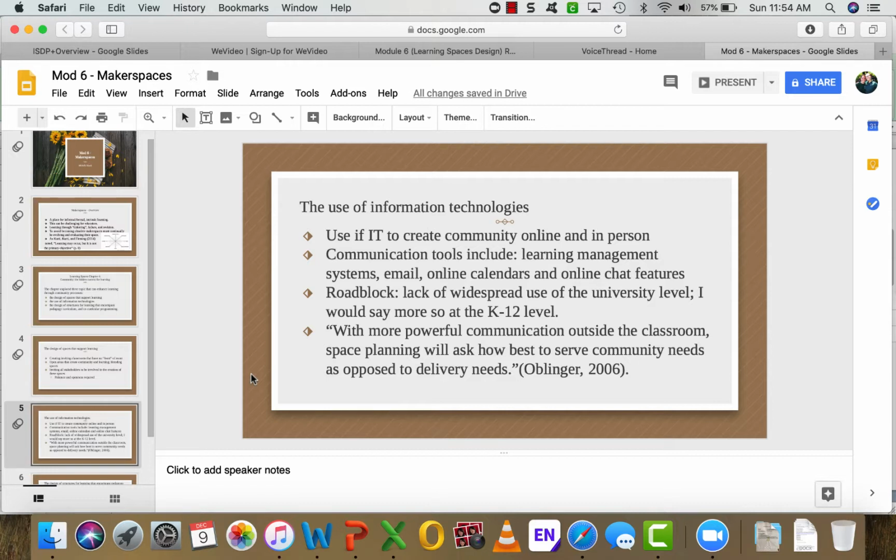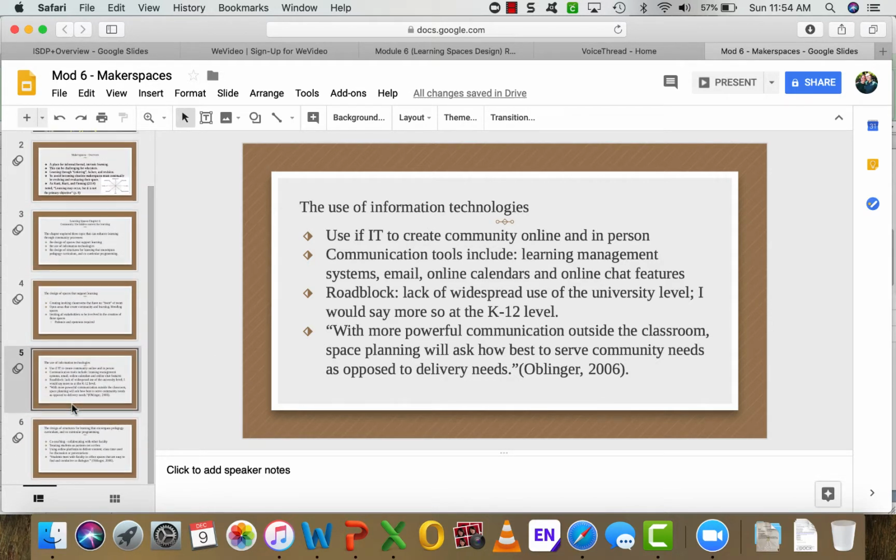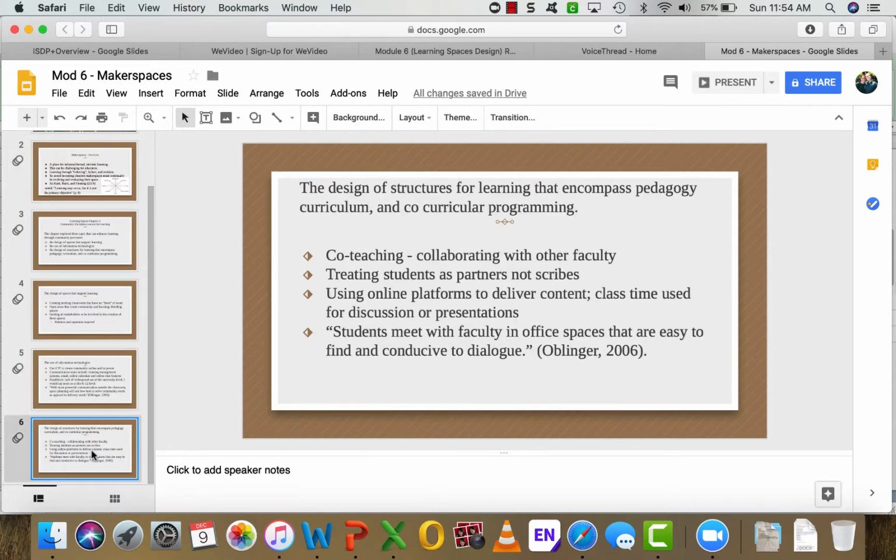So trying to figure out a way for students to have more access, I try to be available to them as much as possible, which I think goes into that pedagogy issue, the third main bullet point of that chapter, which is really collaborating with students and encompassing a more open experience. So the quote I picked from the chapter is, "Students meet with faculty in office spaces that are easy to find and conducive to dialogue."